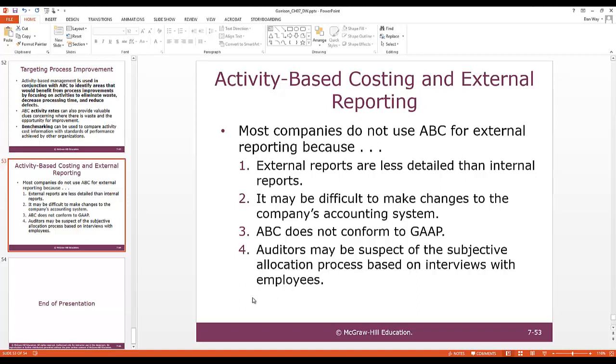And then I'd sort of add a fifth one that fits with 1 and 3. We wouldn't generally want competitors to know how we're allocating costs or why we have the cost structure we do. It's not anything that's particularly useful to be made public. So that's another reason why ABC probably isn't going to be used for external reporting.